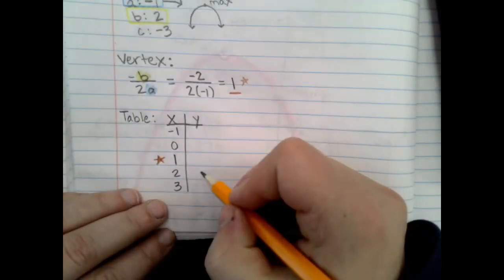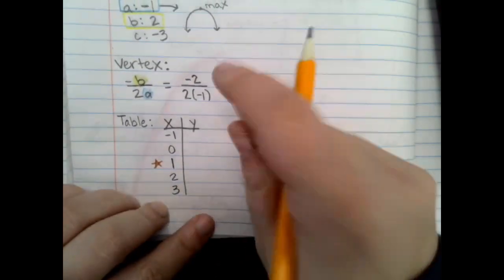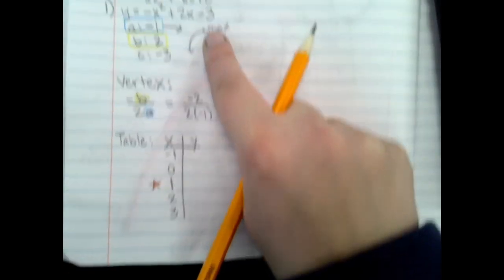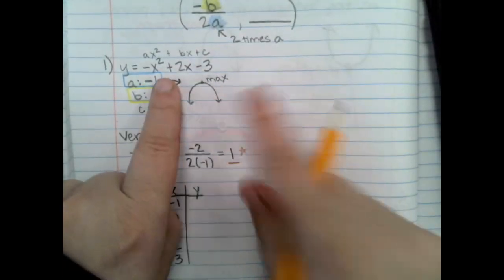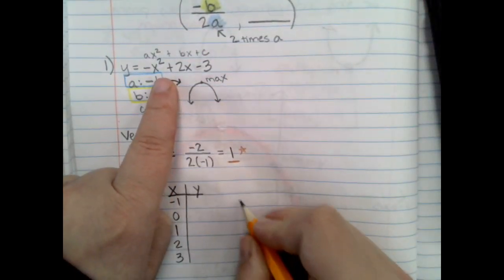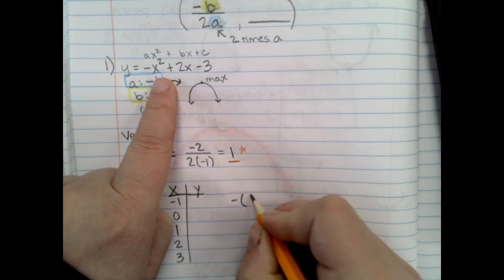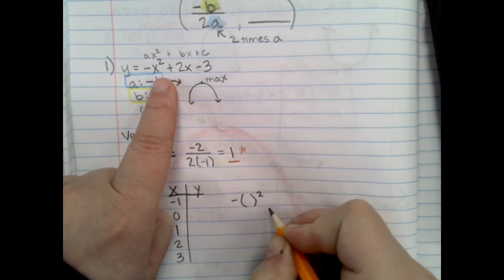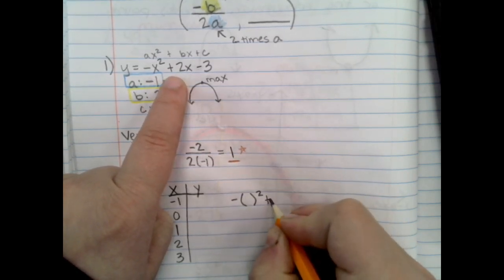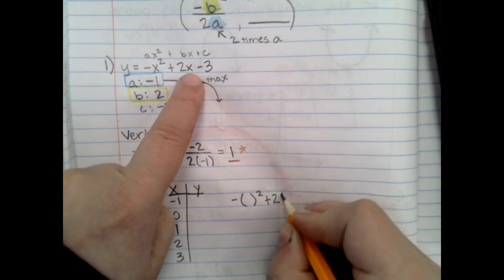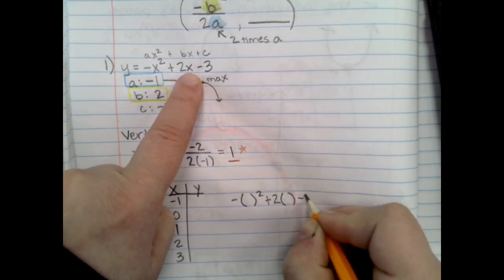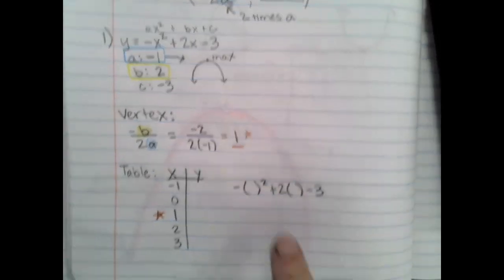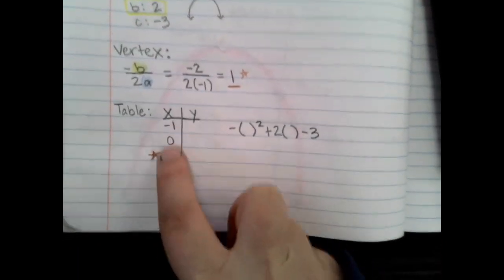Okay, now for this y, we're going to be going back to our equation. It said y equals negative x squared. So we're going to do negative something squared plus 2. And then again, we have another x, so parentheses minus 3. And we're going to be filling in these parentheses with these numbers.